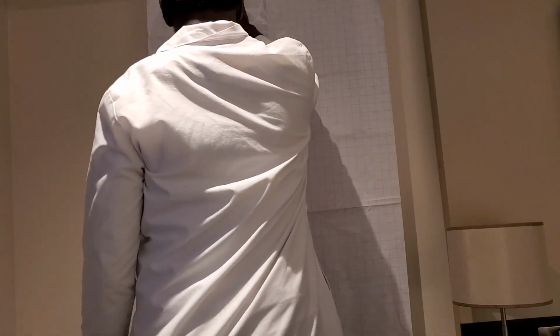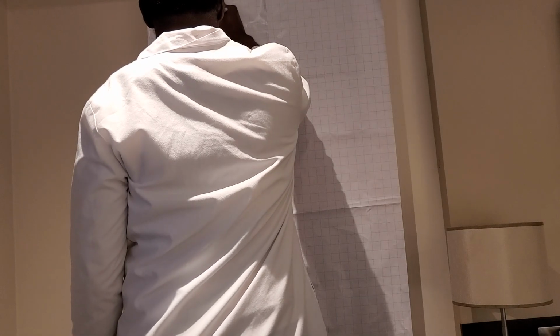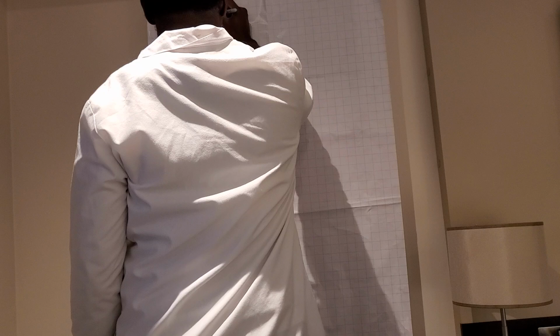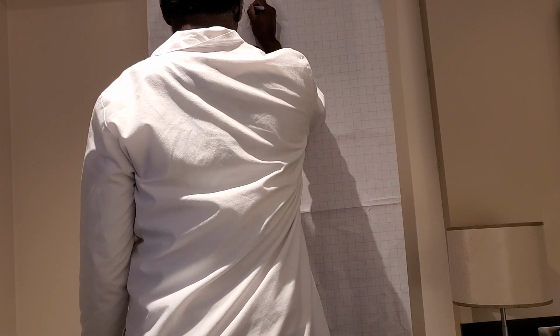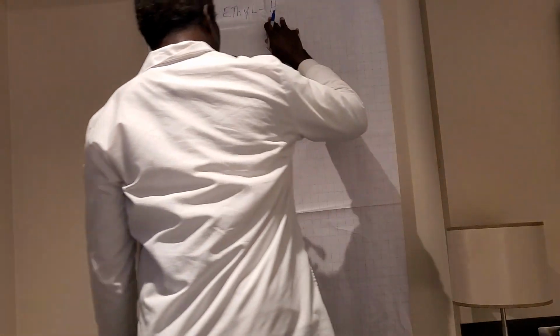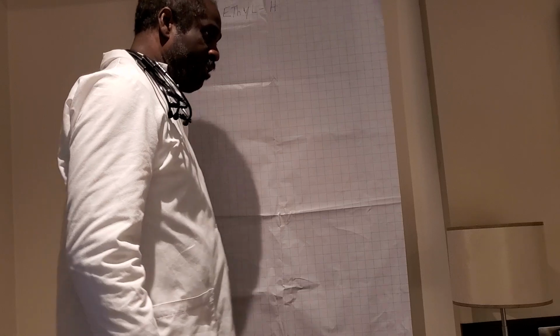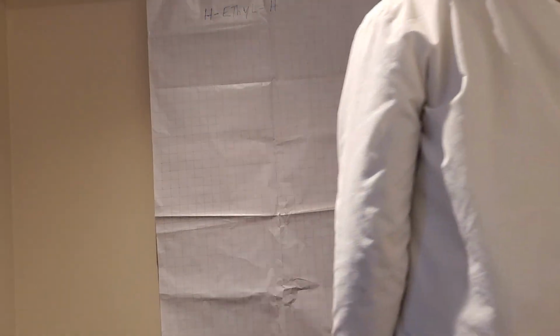H bond ETHYL H bar. Now, many of us that do organic chemistry know what ethyl is. But in this case, it's just a stimulant here to activate the elements of the Lanthanide series and some of the Actinide series.